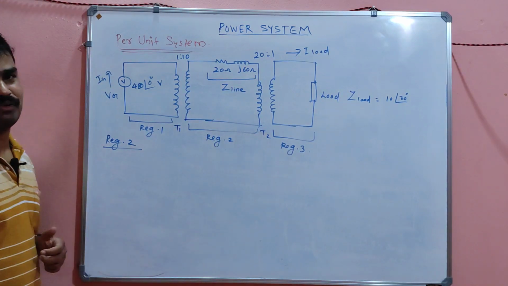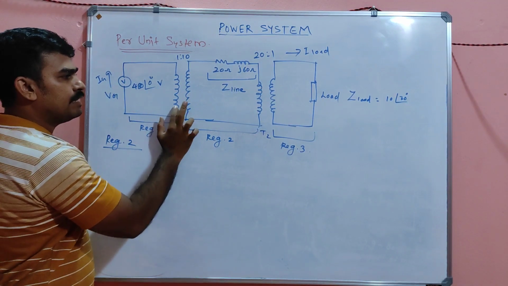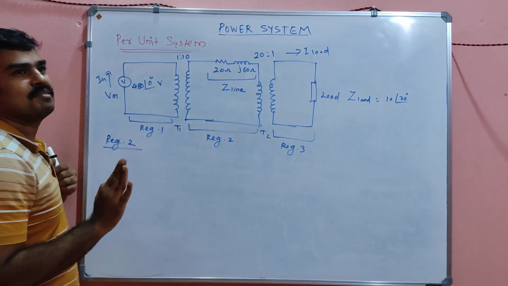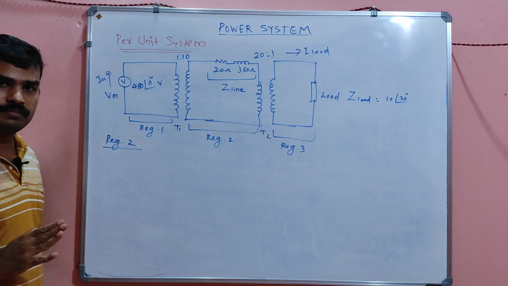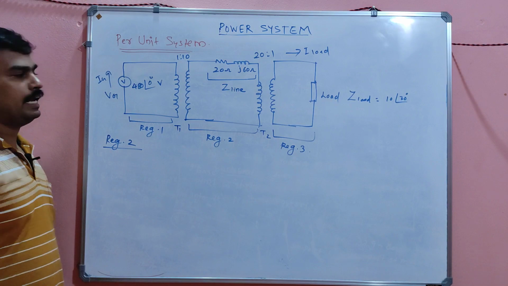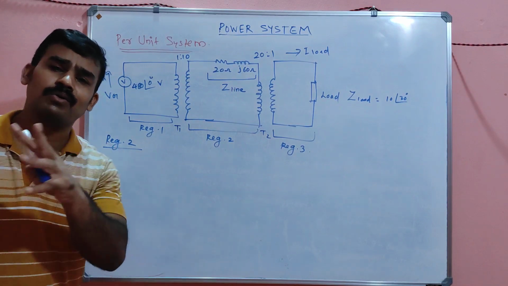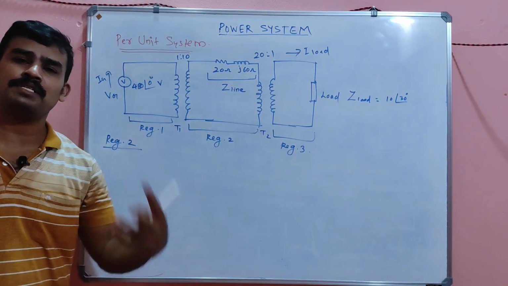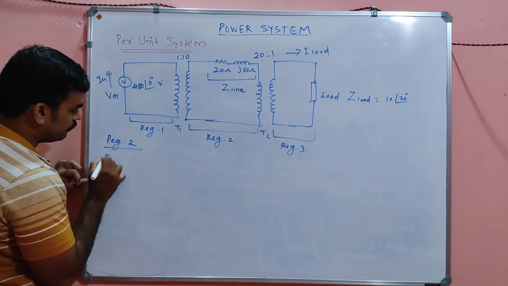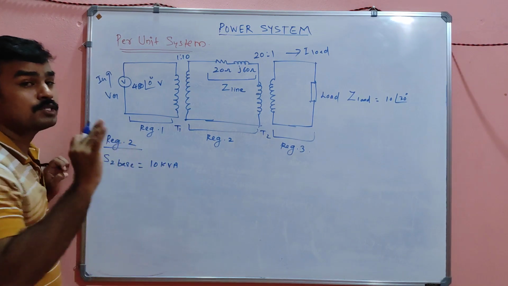This region also has the same. And remember one thing: even though we are using transformers here, the total power you transmit from here will reach there also. It will not change. The power is the same in every region. Even with many transformers, there is no change in power. The voltage may be stepped up or down, the current may be stepped up or down, but the total power will be the same. That means for region 2 also, S2 base is nothing but 10 kVA. There is no change in that.